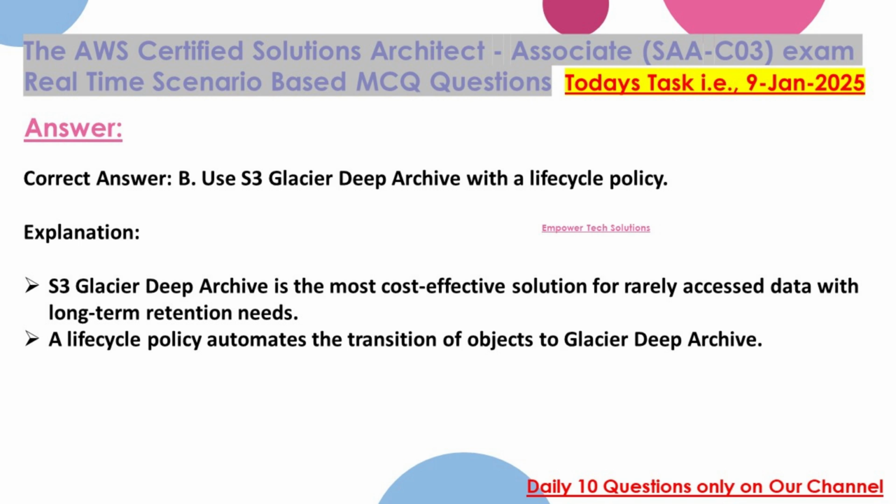Correct answer, B. Use S3 Glacier Deep Archive with a lifecycle policy. Explanation: S3 Glacier Deep Archive is the most cost-effective solution for rarely accessed data with long-term retention needs. A lifecycle policy automates the transition of objects to Glacier Deep Archive.